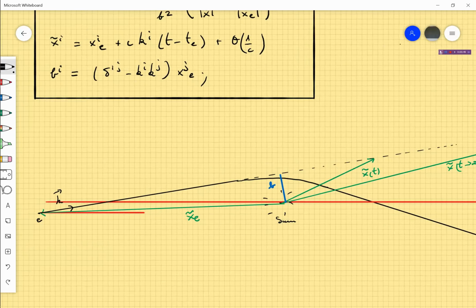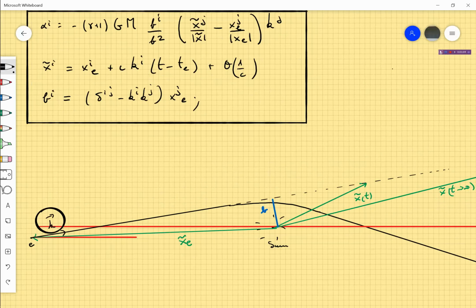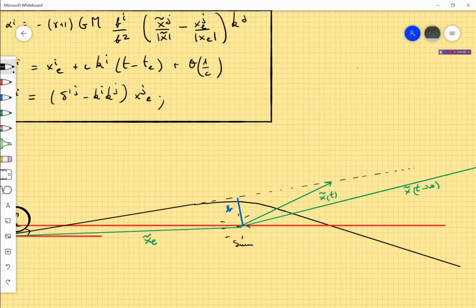So the emission point doesn't need to be over the x-axis. That would be a simplification, but we don't really need it. Light is emitted in this direction, k, and x tilde is this trajectory that at some point has these dashed lines. The real trajectory is the black continuous line.